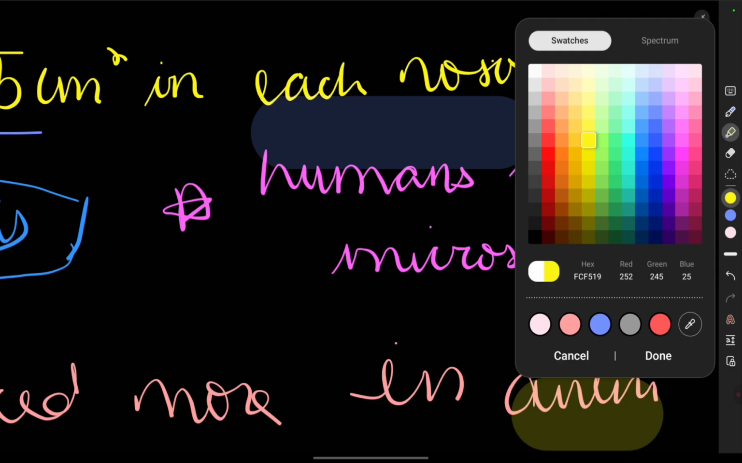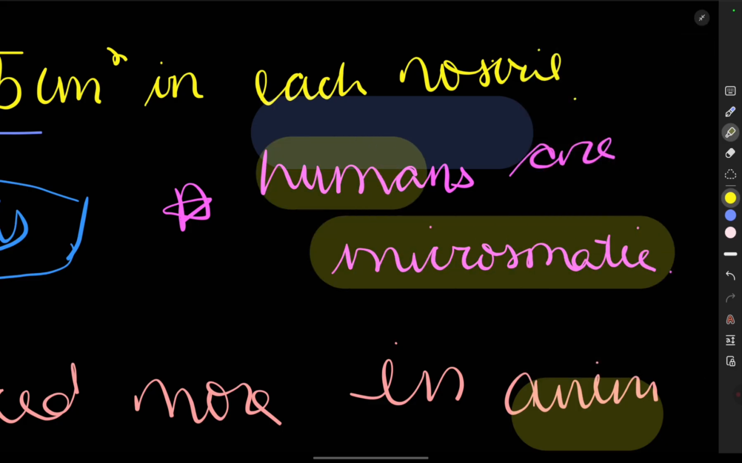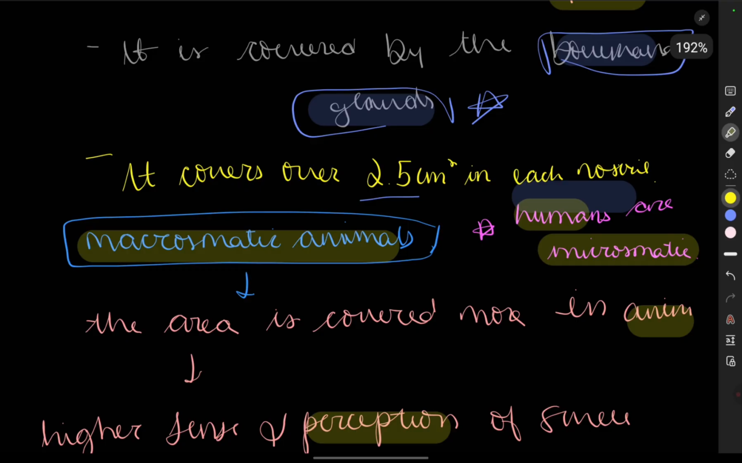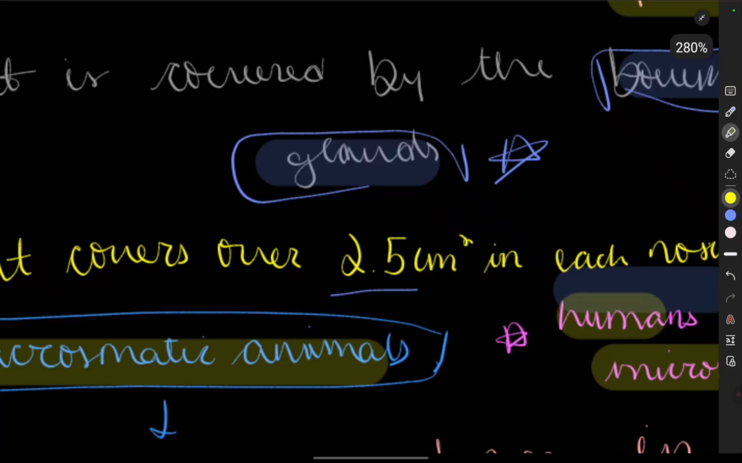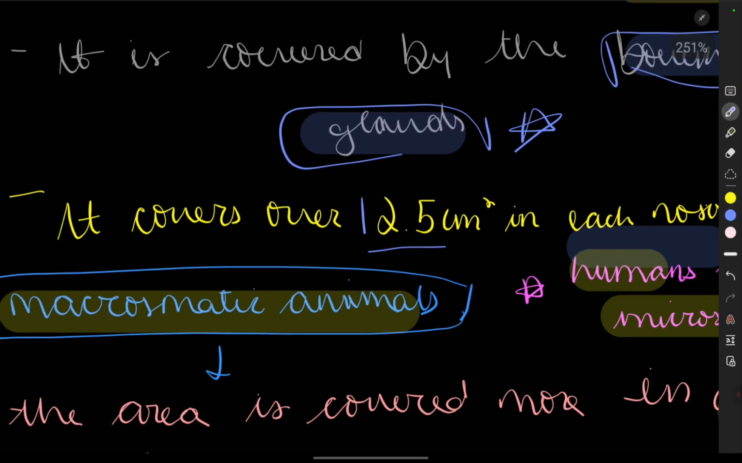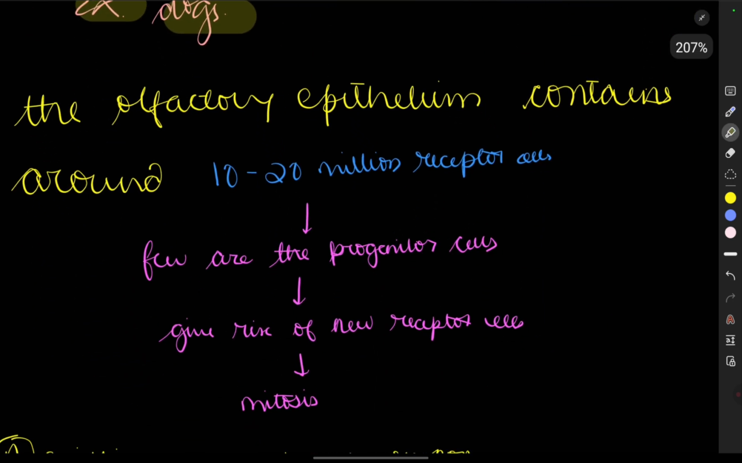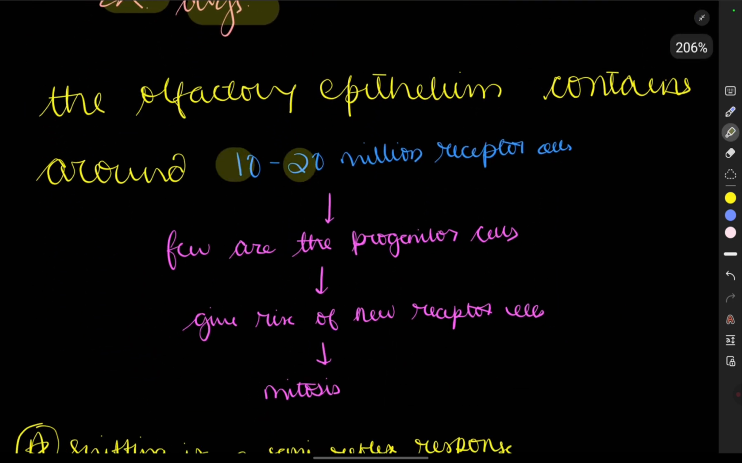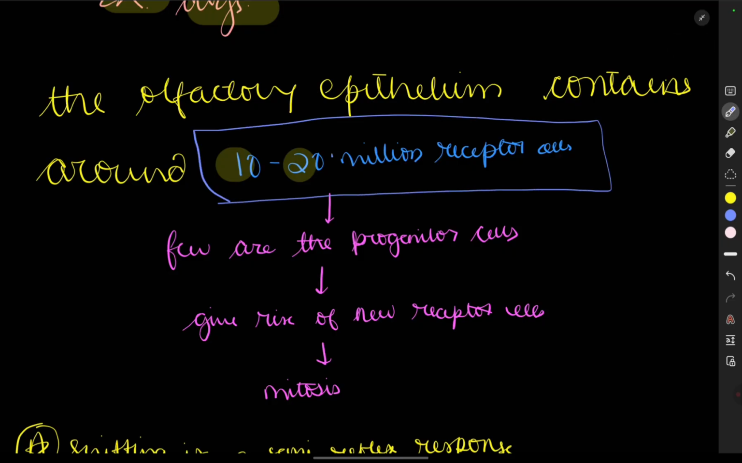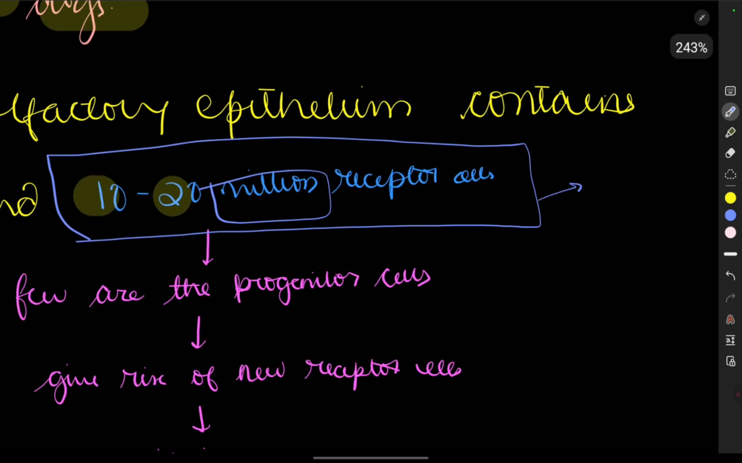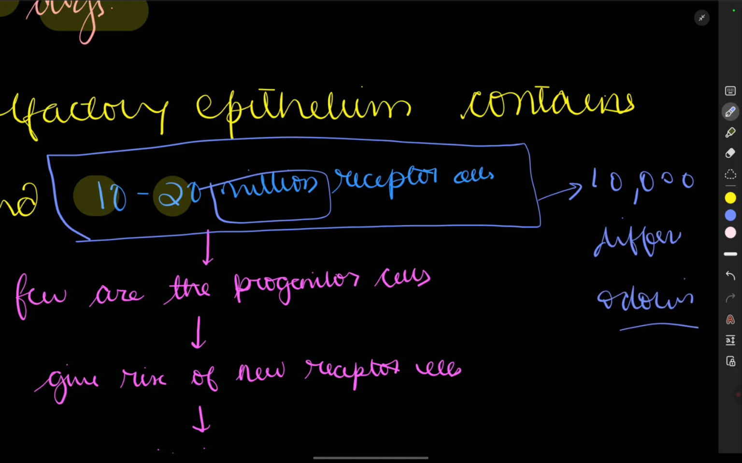An important point to be noted is that humans are microsomatic. Animals like dogs and cats are macrosomatic, and humans are microsomatic, because the mucus covers a lesser area, only 2.5 centimeters square in each nostril. Now, the olfactory epithelium contains around 10 to 20 million receptor cells. Remember this: 10 to 20 million receptor cells, and by these we can sense around 10,000 different types of odors. We will see that under this section.